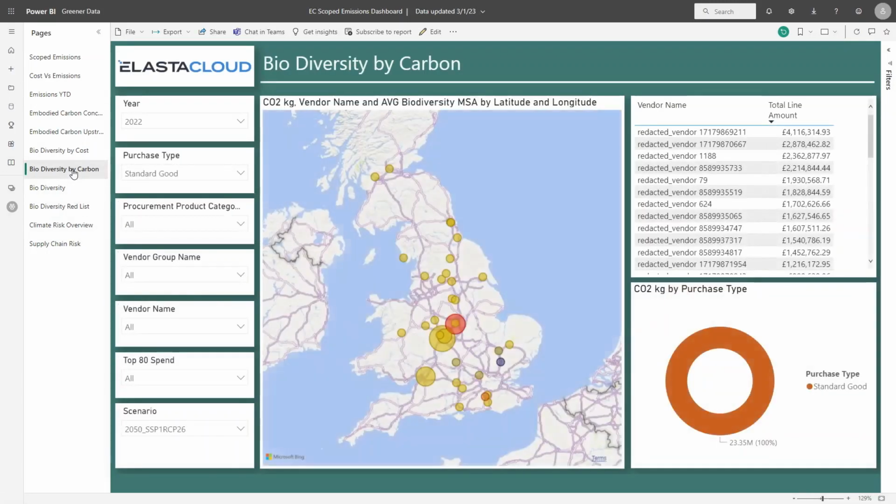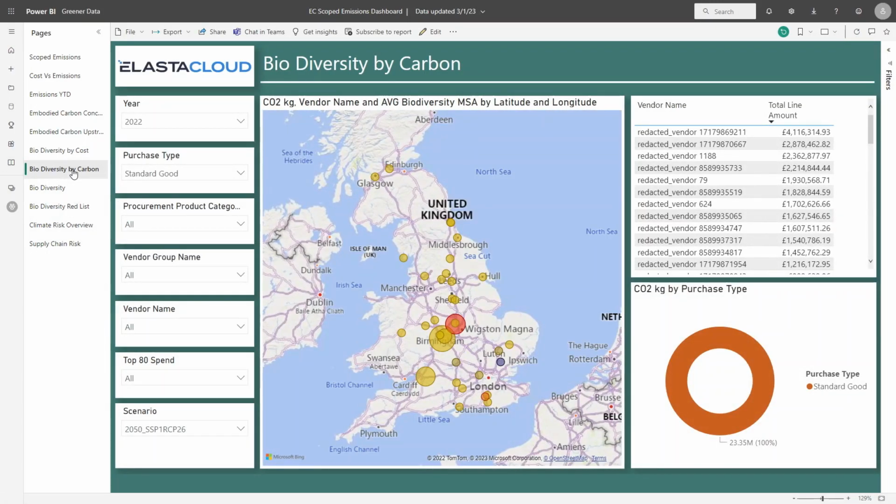If we instead shift the focus away from cost and onto carbon emissions, however, we now see a much starker picture. On this map, the size of the bubbles is now based on the CO2 emissions associated with that vendor, which immediately highlights vendor 79 as having very high emissions, and, using the table on the right, we can see that vendor 79 is the fifth highest in terms of total spend.